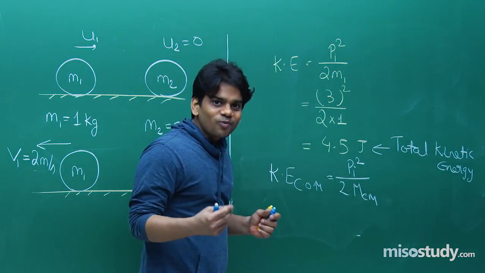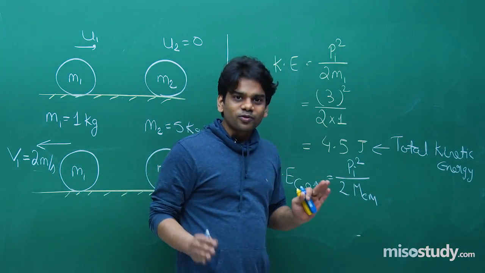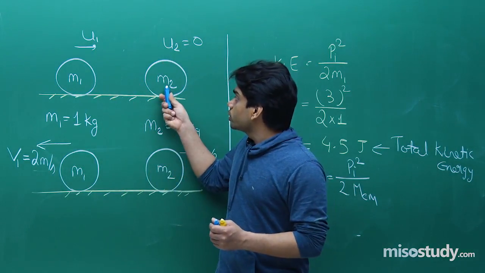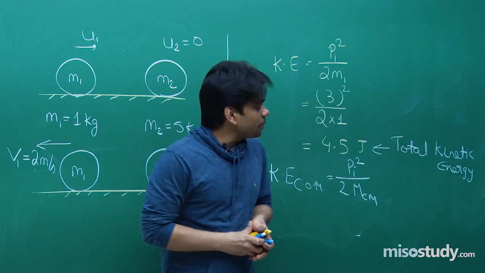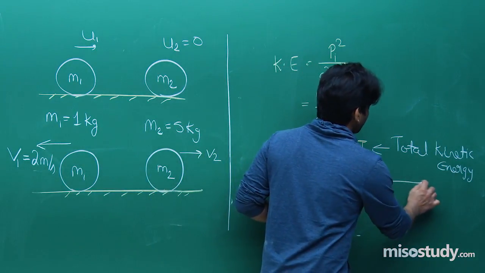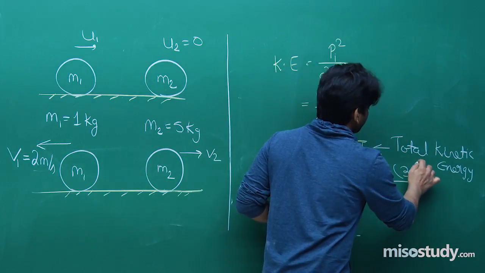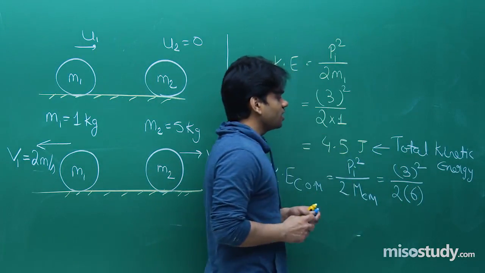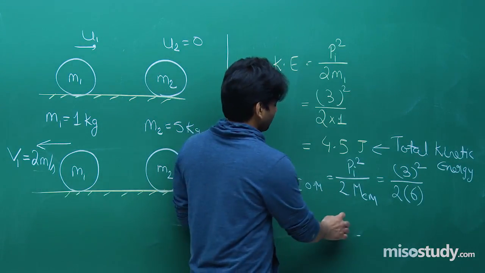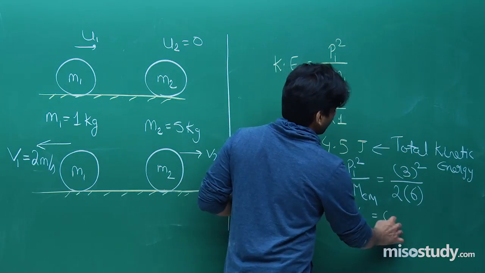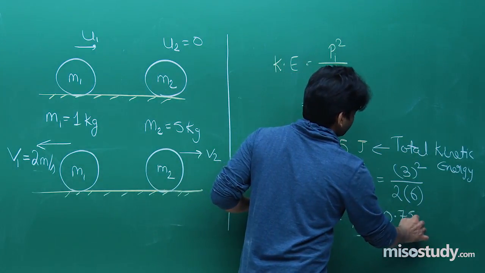Now the center of mass will be having the initial momentum of the first body which was moving, but its mass will also include this object. So total mass will be 1 plus 5, that will be 6 kg. So if we write here, this will be 3 whole square divided by twice the mass of the center of mass, which is 6 kg. So 9 by 12, this will be the answer. So 3 by 4, it will come out to be 0.75 joules.